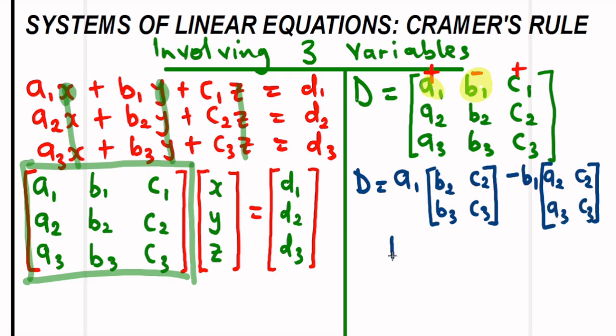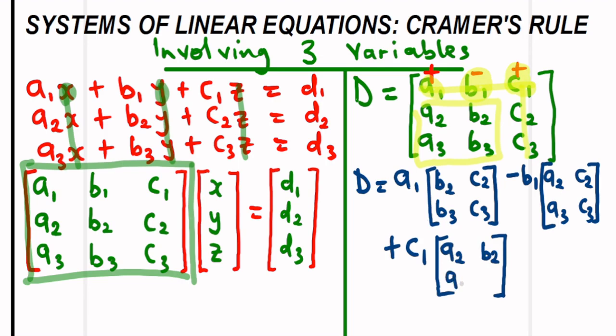Now we have the last element on the row, plus C1. So let's take note: plus C1. Just like we've done with the others, we have to form a 2 by 2 matrix for it also by removing the row and column associated with it. So these are the row and column associated with C1. Now we are left with A2, B2, A3, B3. So we'll write that: A2, B2, A3, B3.